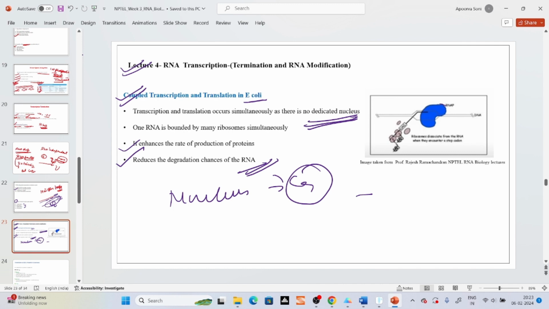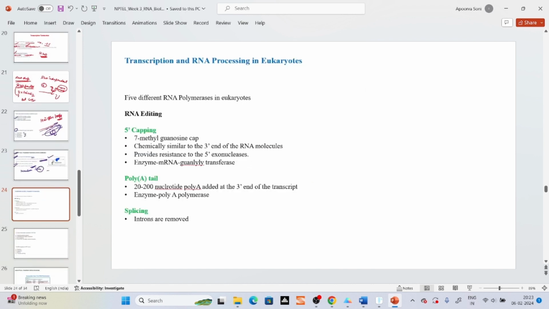But because transcription and translation are happening simultaneously, and because so many ribosomes are already attached to this RNA, it reduces the degradation chances of the RNA also. So this coupled transcription and translation has this advantage that it is in a way helping prevent the RNA from degrading. Okay, now we will see the different kinds of RNA processing that occur in the case of eukaryotes.